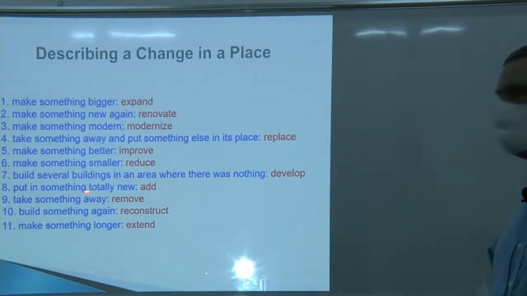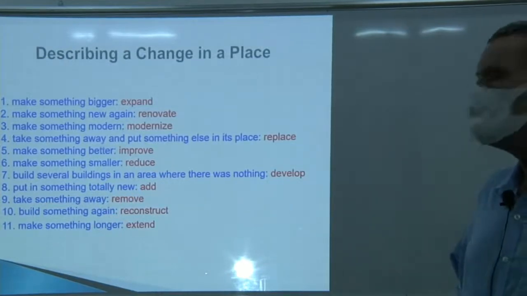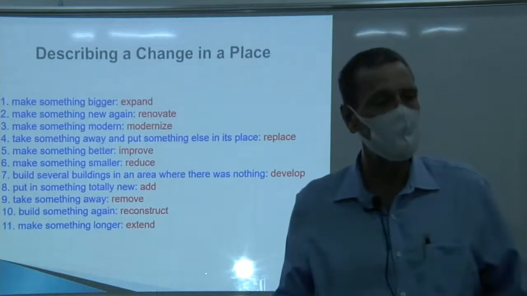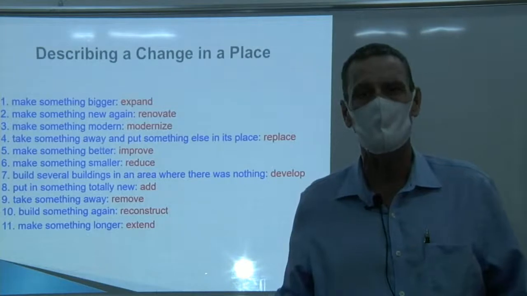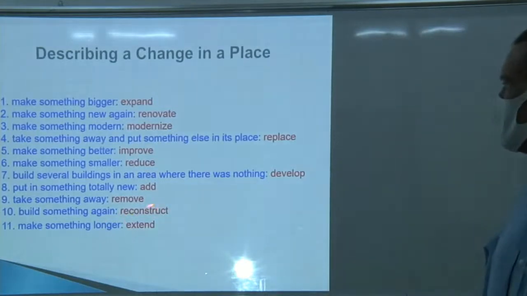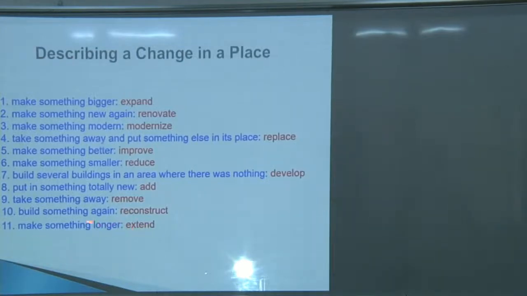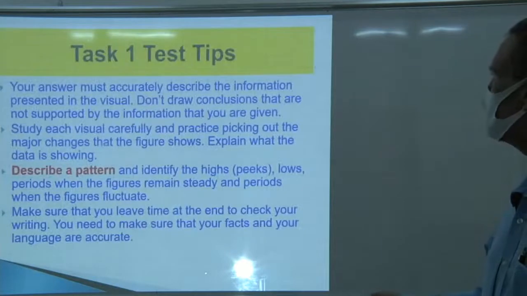Take something away, remove. Build something again, reconstruct. So if something is damaged, maybe you were driving your motorbike and you had a motorbike accident. Oh no. You have to take it to the repair shop and get the mechanic to reconstruct your motorbike. Build something again. Build it back to the same way it was. And then to make something longer, our verb there is extend. So I'm going to give you these answers. I'm going to give you this handout, but these are going to be important verbs for us to memorize.